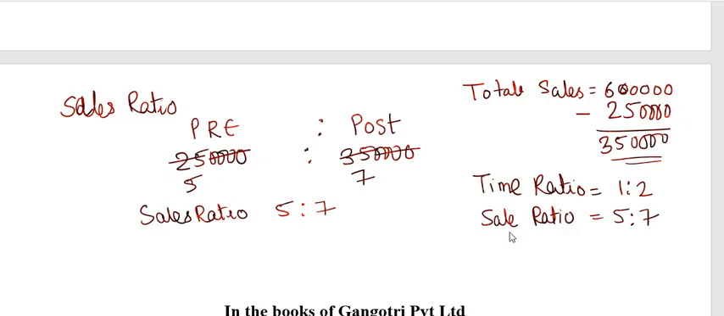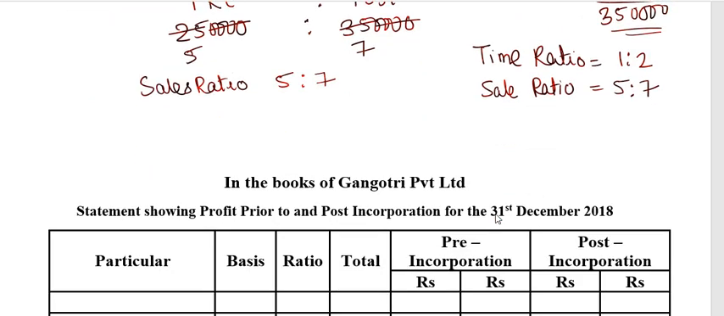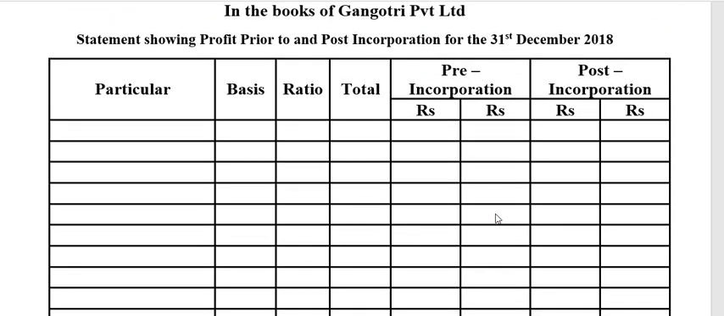Okay, so as per the format, we have got the time ratio and the sales ratio. Next we have to prepare the statement showing profit prior to and post incorporation for the year 31st December 2018. So you have to prepare this table. In the books of Gangotri Private Limited, the statement showing profit prior to and post incorporation for the year 31st December 2018. The columns are particulars, basis, ratio, total, pre-incorporation.